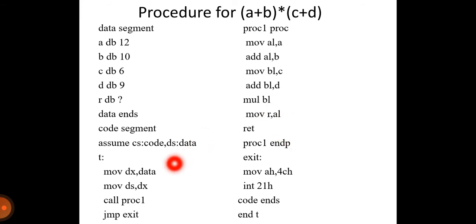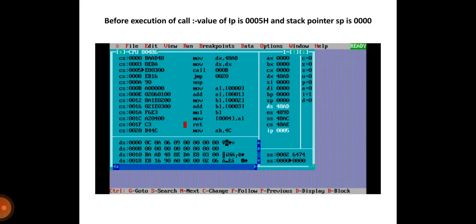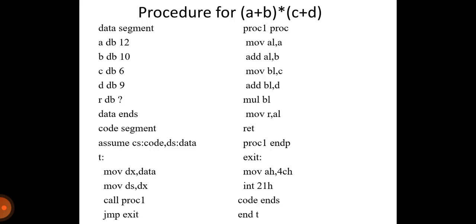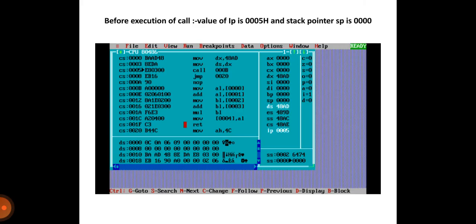So when we call the procedure, the procedure will get executed, and when we execute RET, the jump exit will get executed. Okay, this is the output before execution of call. Output of this particular program, A plus B into C plus D. Before execution of call, just see what is the logic of the procedure.